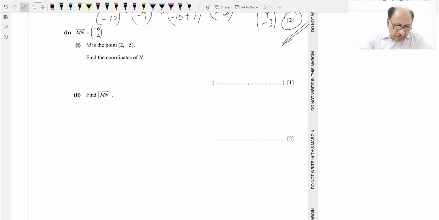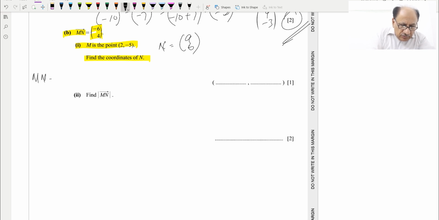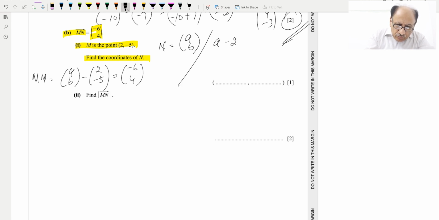Hopefully you understand this. Now for B part, Mn is given. M is the point, this one, find the value of n. So we know that we don't have n value, so n value we can suppose as A and B, and we can write M, and n value will be first, so it will be A, B, and minus M value, which is 2 and minus 5, and this is given that this is equal to minus 6 and 4. So we can form the equation, and that will be A minus 2 is equal to minus 6. So this implies A will be equal to minus 4.